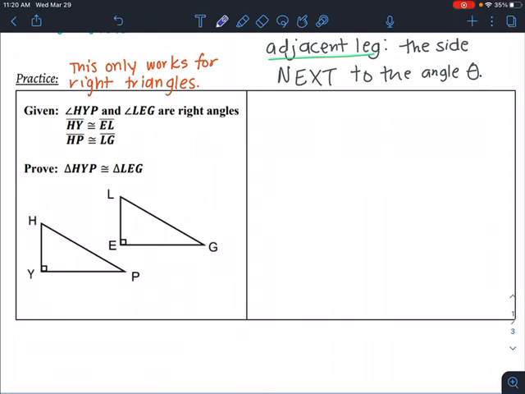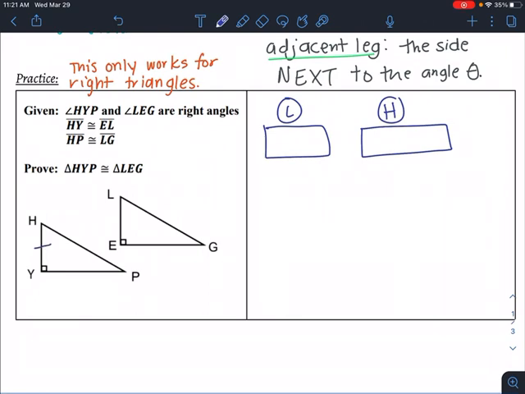The next main part is we want to prove that these two triangles are congruent. Like we used the flow chart in class, here are my two bubbles. All we need is a leg and the hypotenuse. We're given that angle Y and angle E are right angles. Then we're told that HY is congruent to EL. So that is our leg. And we're told that HP is congruent to LG. That's our hypotenuse.